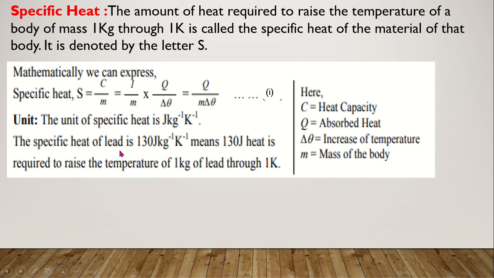The specific heat of lead is 130 joule per kg per Kelvin. What does it mean? It means 130 joule heat is required to raise the temperature of 1 kg of lead through 1 Kelvin. So here C equal to heat capacity, Q equal to absorbed heat, del theta is increase of temperature, m is the mass of the body.